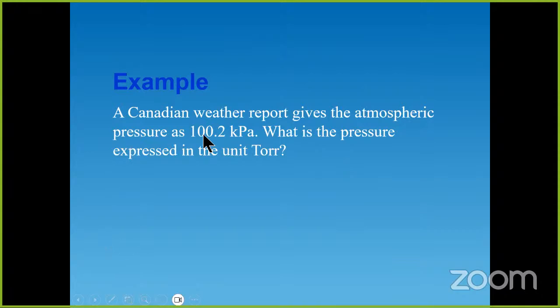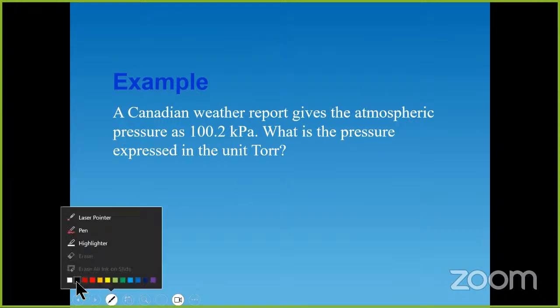The question says, a Canadian weather report gives the atmospheric pressure as 100.2 kilopascals. And by the way, in almost all countries around the world, if you were to turn on the TV and watch the weather report, they'll be expressing the atmospheric pressure in kilopascals, while here in the States, we express it in, I think, pounds per square inch, if I remember correctly. So this question is asking, what is the pressure expressed in the unit of torr?